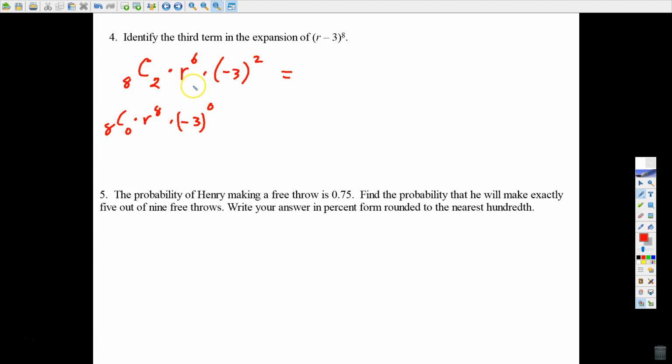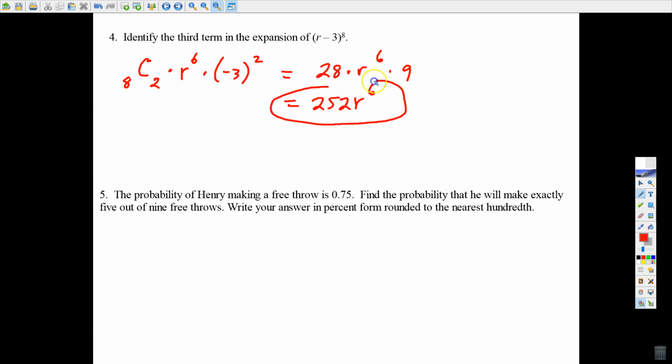And now you just grab your calculator, and I'll erase this since we're just kind of using that to reason through this. But in your calculator, if you do 8 NCR 2, you should get 28. Of course, r to the 6. And then this -3 squared is 9. Okay, and basically all we have to do is multiply 28 times 9, and we get 252 r to the 6th, and that is our third term in this expansion.